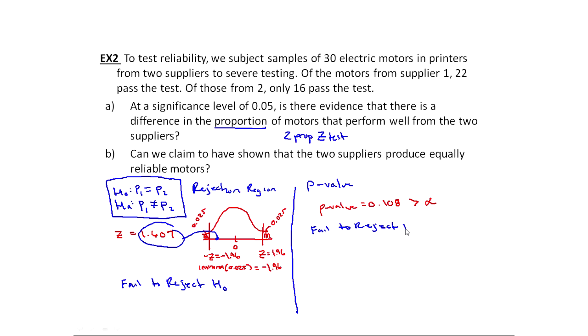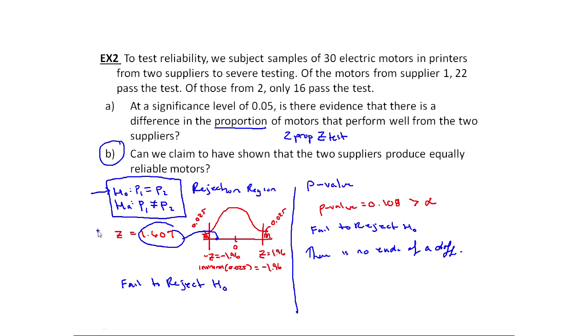Now the question is, what have I really shown? To answer A, is there evidence of a difference in the proportion of motors that perform well from the two suppliers? I can't say there's a difference. I would have to say that we have no evidence of a difference. And that automatically brings me to question B. Can we claim to have shown that they produce equally reliable motors? In other words, can we say that we proved H naught? And the answer is no, you can't.